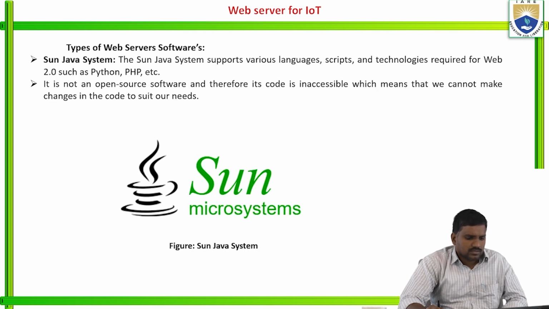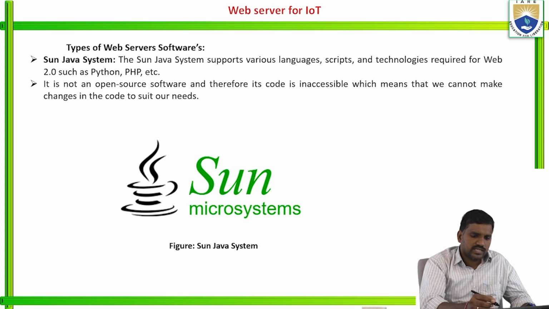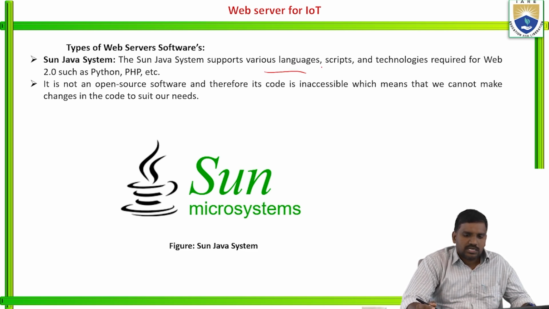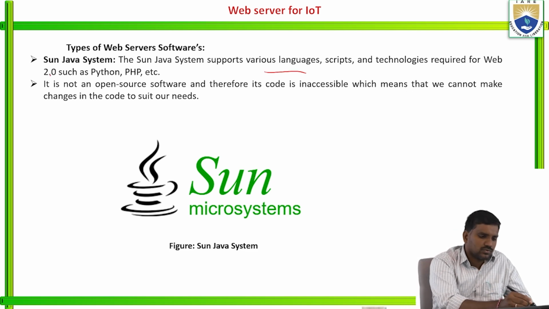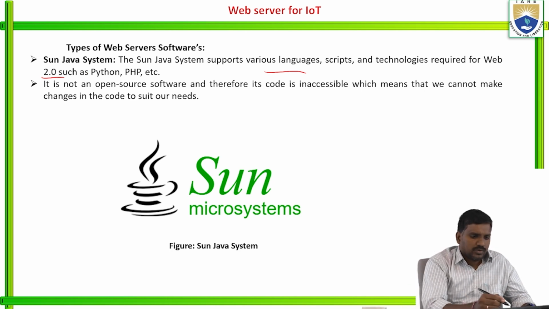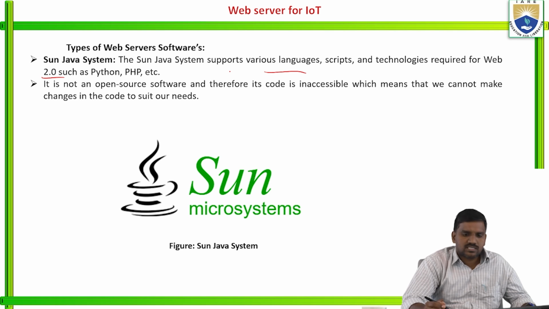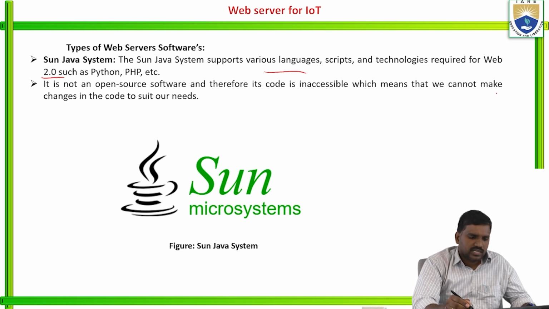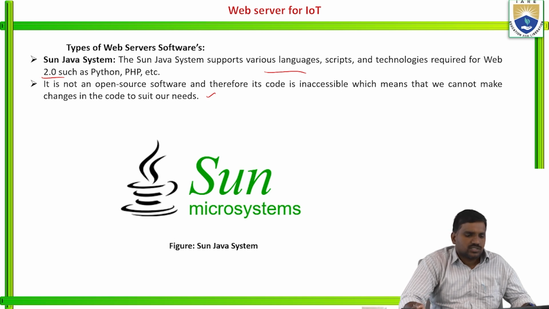Next, Sun Microsystem, Sun Java System. It supports various languages, scripts, and technologies required for Web 2.0, such as Python, PHP, etc. It is not open source software. Therefore, its code is inaccessible, which means that we cannot make changes in the code to suit our needs. Sun Java System is a web server developed by Sun Microsystem.